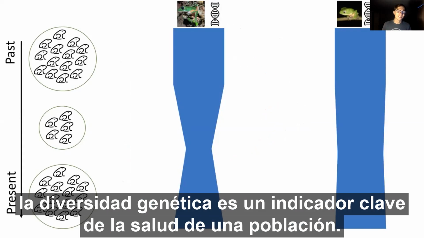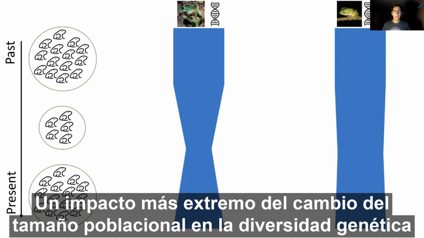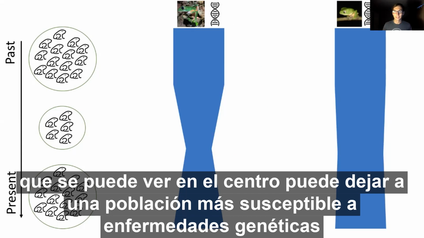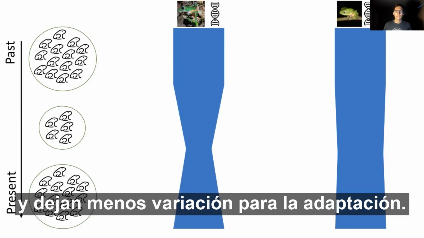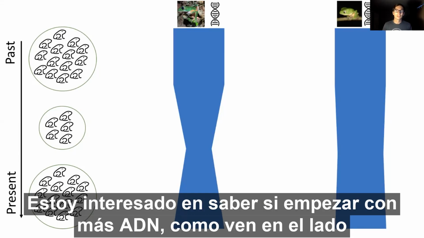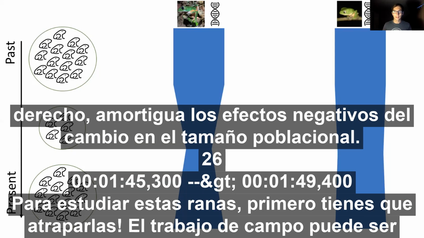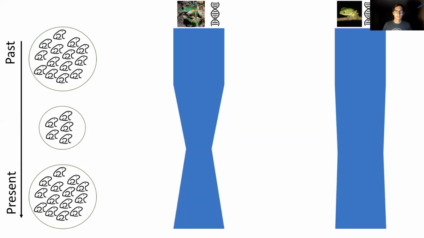And genetic diversity is a key indicator of how healthy a population is, and a more extreme impact of population size change on genetic diversity, seen in the center, can leave a population more susceptible to genetic diseases and leave less variation for adaptation. I'm interested in knowing if starting out with more DNA, seen on the right, buffers the negative effects of population size changes.